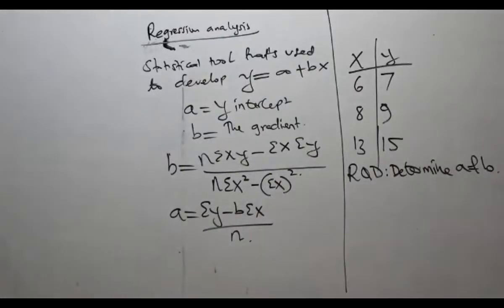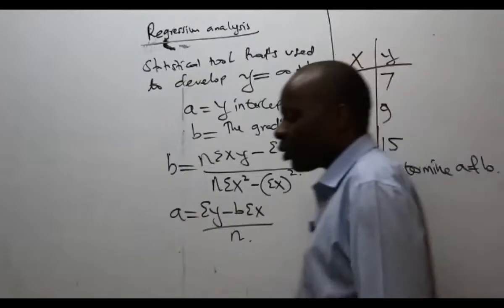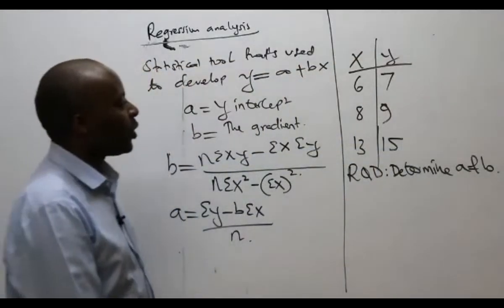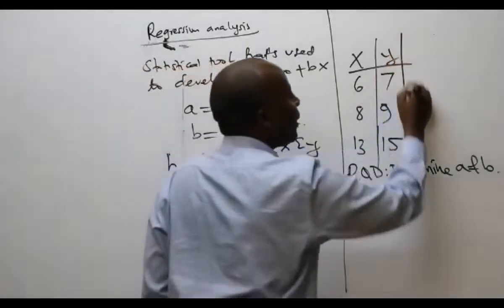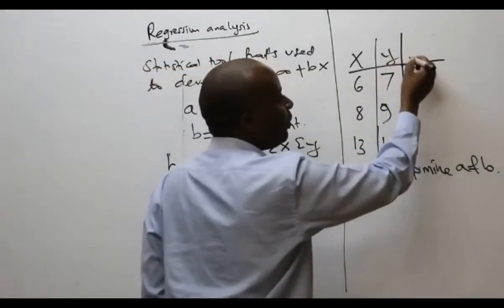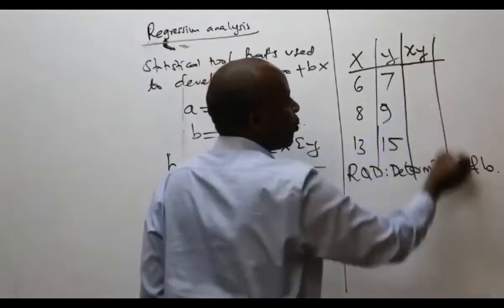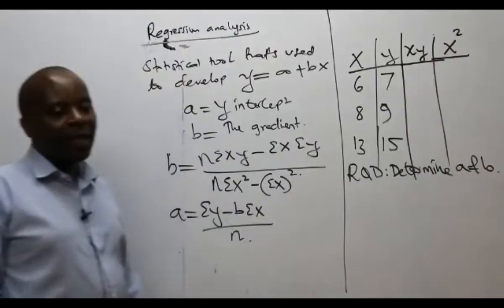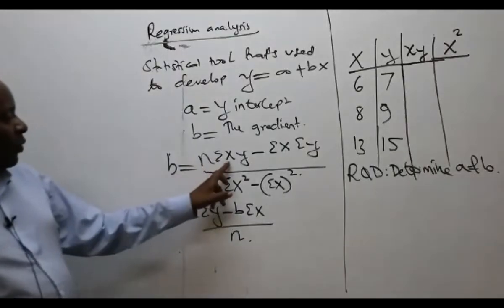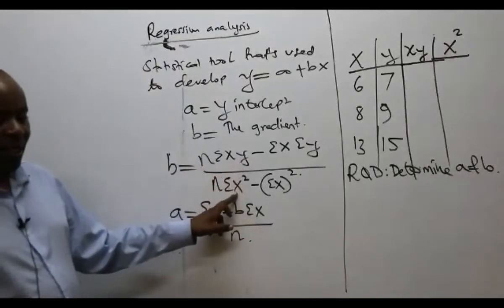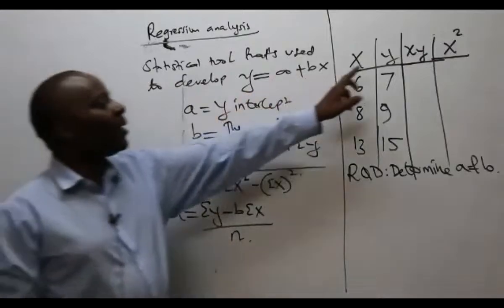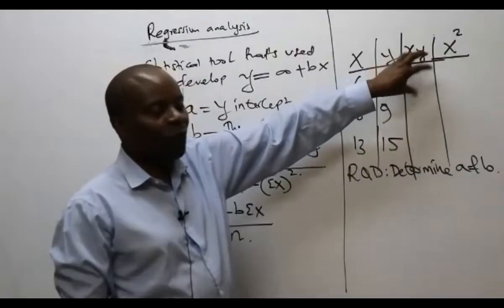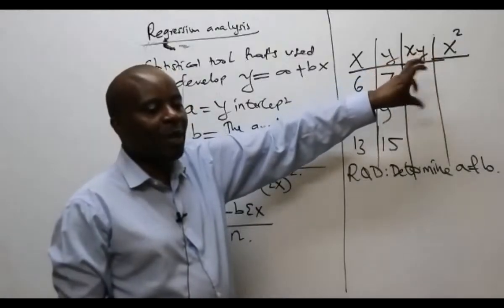Anytime anybody talks of regression analysis, ascertainment of parameters using regression analysis, what you're supposed to do is to create two additional columns. The first column will capture the multiple xy, and the second column will capture the multiple x squared. Basically, we want to take care of this and this. These are the two additional columns that we would need for us to be able to get the regression parameters.